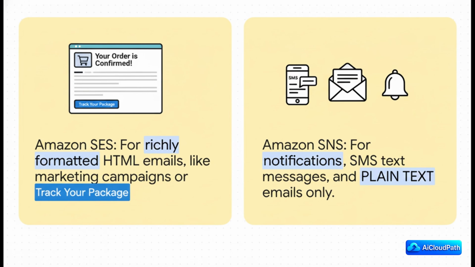If an exam question mentions sending beautifully formatted HTML emails, with fancy fonts, colors, images, the whole shebang, like for a marketing campaign or a detailed order confirmation, the answer is always SES, the Simple Email Service. On the other hand, if the scenario is just about sending simple notifications, SMS text messages, or plain text emails, it's SNS, the Simple Notification Service. Just burn this into your brain. Rich HTML equals SES. Plain text and SMS equals SNS.